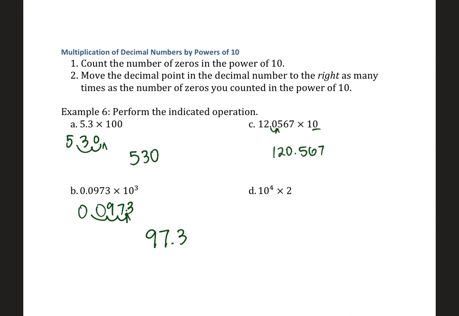And in letter D, you can see that it also works when the multiple of 10 is in the front, so it doesn't really matter. But I am going to move the decimal point on the 2. I know it's at the end, and it's going to move 4 times: 1, 2, 3, 4. And I'm filling in these zeros. So it's going to be 20,000.